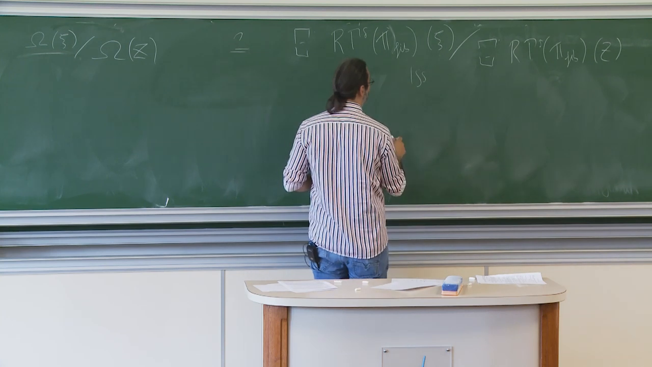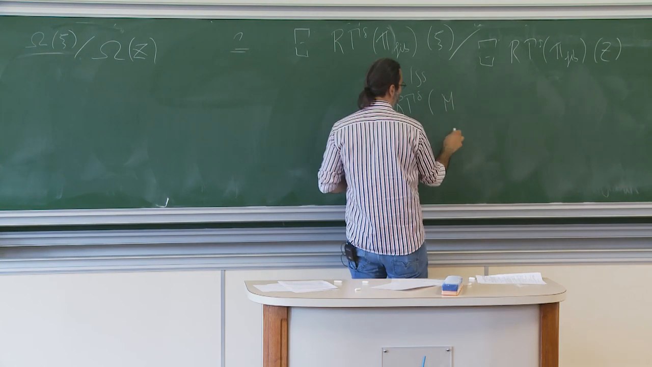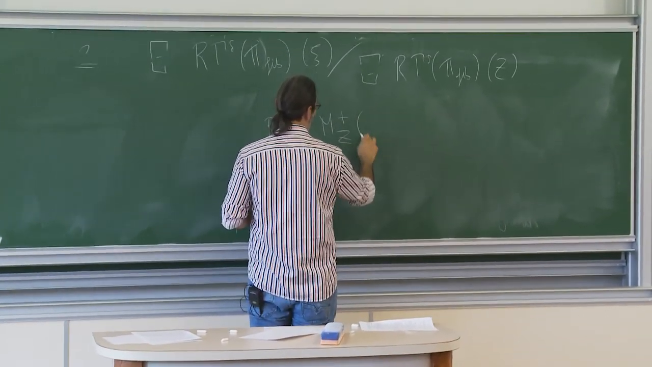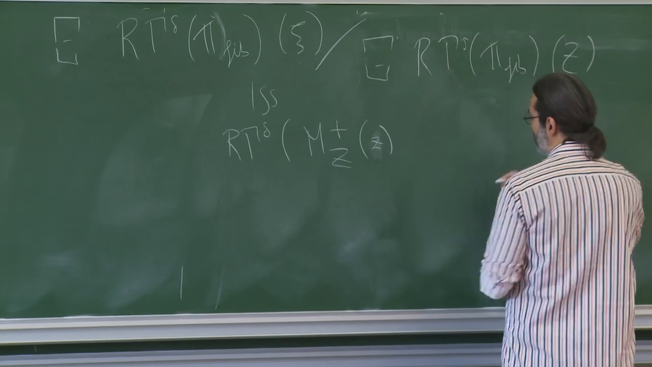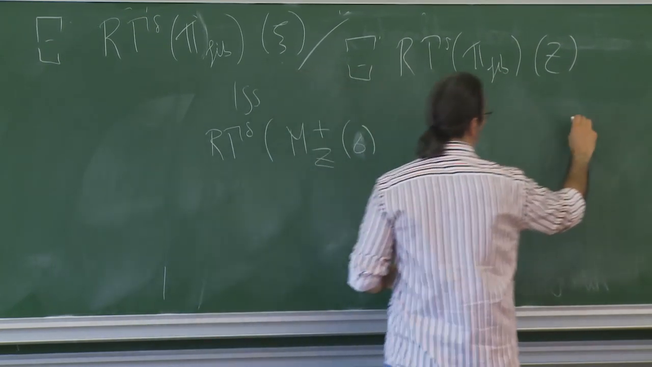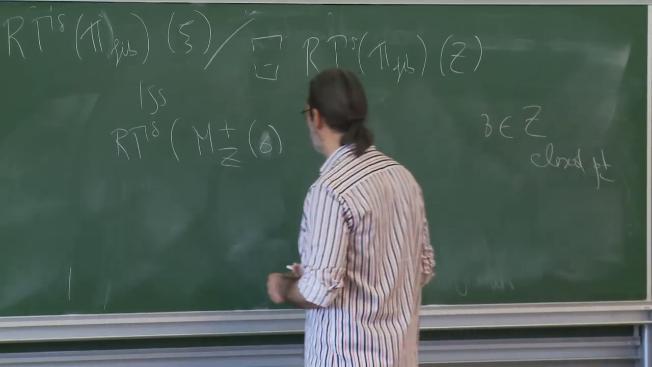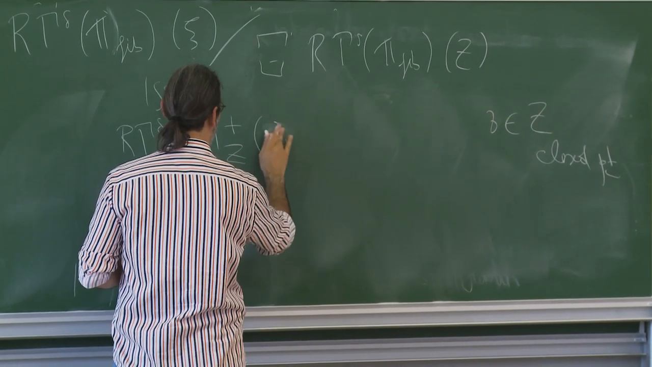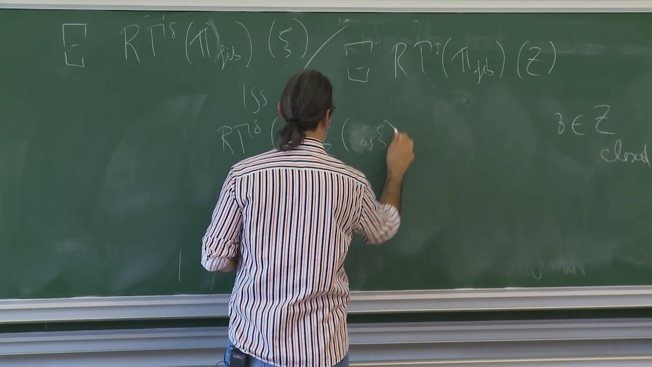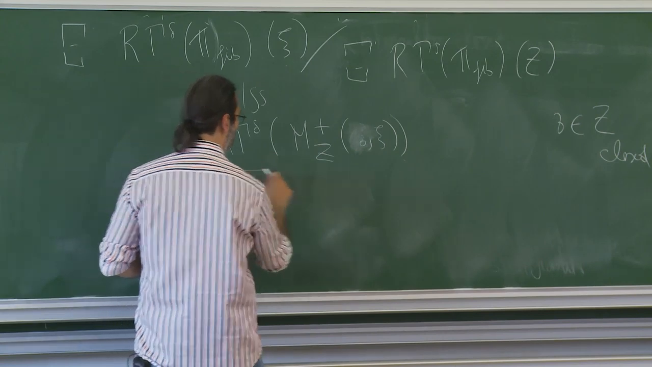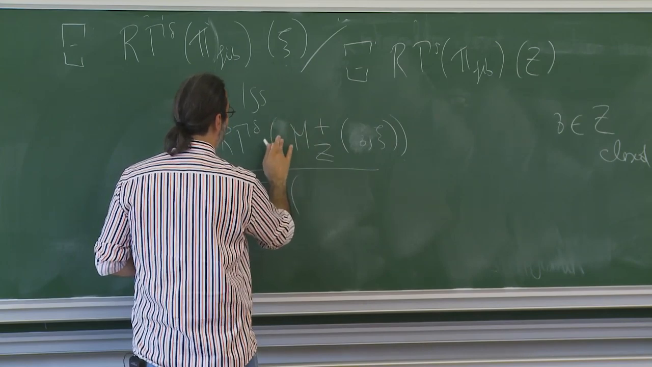And at the end, we see that this is the same as the R Gamma Delta of something like, let's call it small z. So let sigma be the closed point. This is the flag sigma xi, mod out by Gamma Delta. Sorry, this is one. Okay, one.